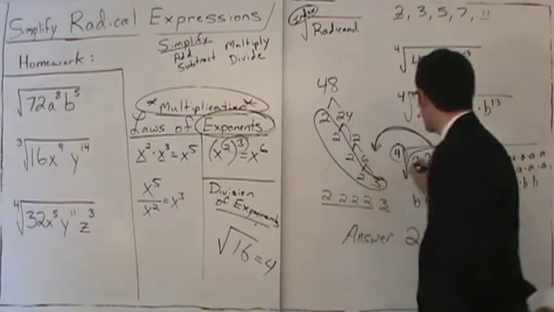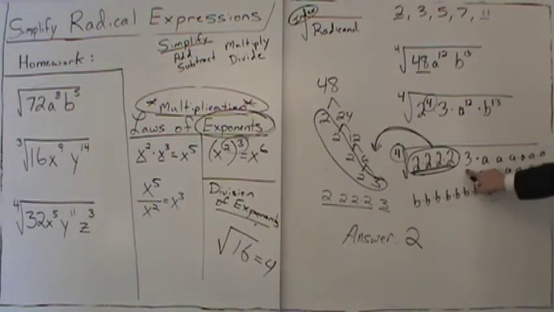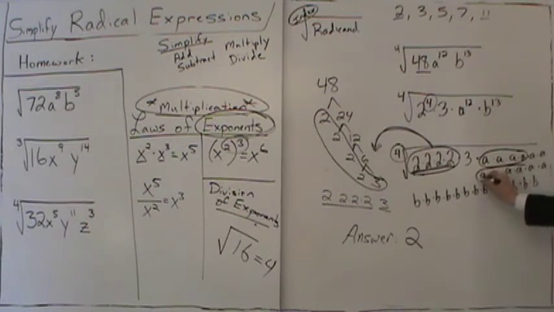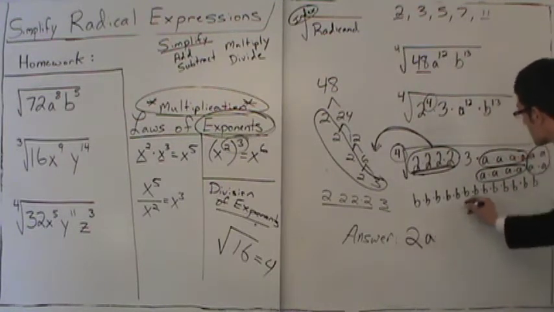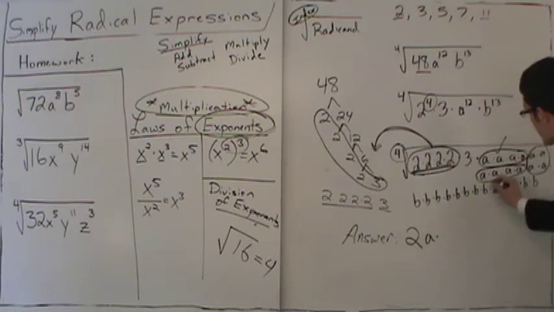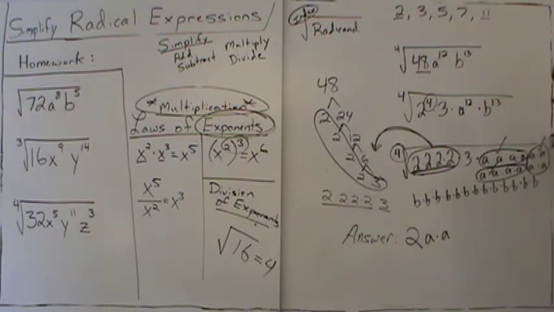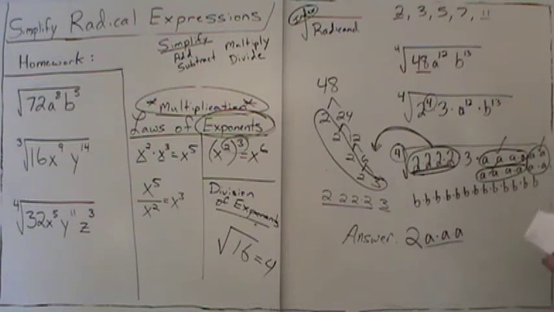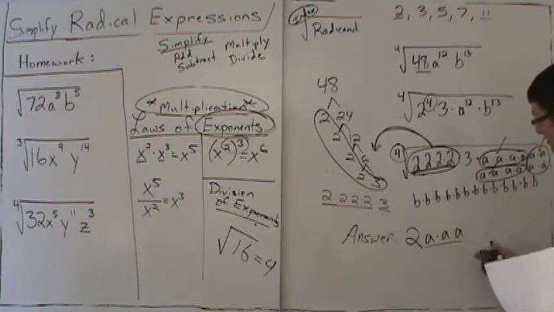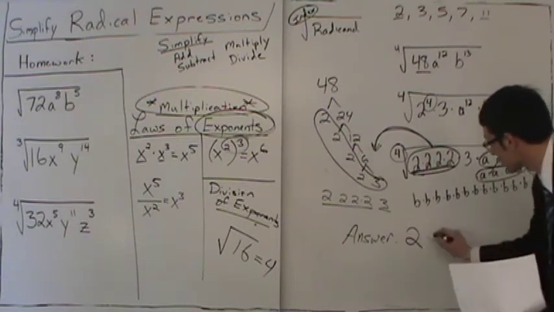Can we circle a group of 4 3's? No, there's only 1 3. Now circle groups of 4 A's. Well, we have 4 A's here, 4 A's here, and 4 A's here. Okay, so 1, 2, 3 groups of 4 A's. Every group is going to be represented by an A on the outside. So an A for this group, an A for this group, and an A for this group. And again, we multiply these together. What is A times A times A? A times A times A is A to the 3rd. So we're just going to write this as A to the 3rd.